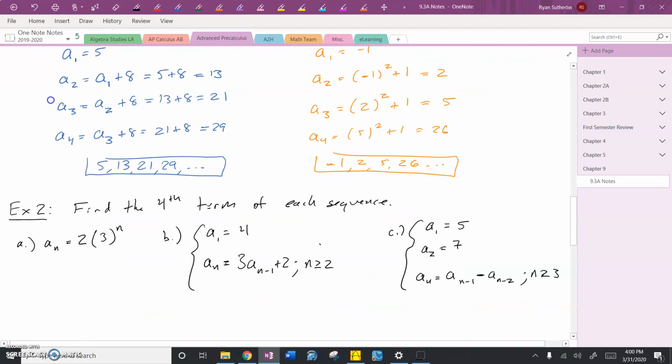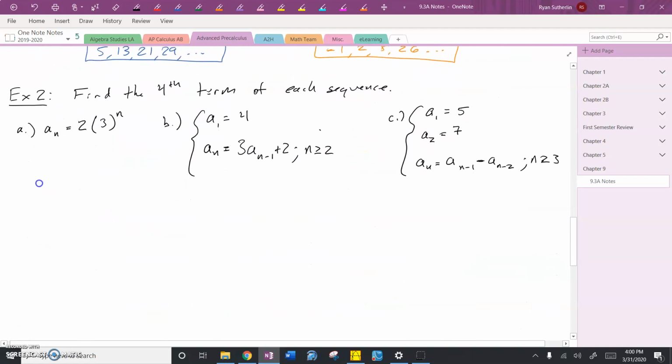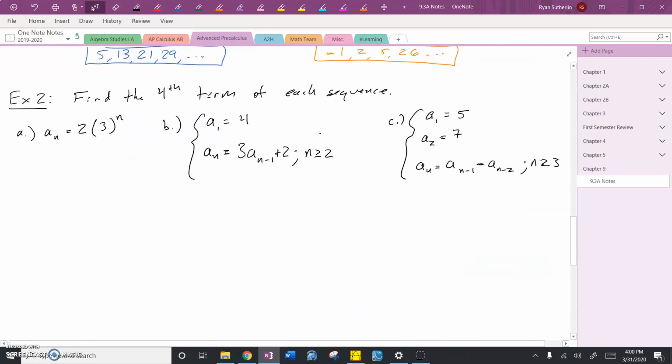Example 2. Find the fourth term of each sequence. So this is where in part A, having an explicit formula makes these so much easier. Because if I want to find the fourth term, all I have to do is plug in 4 for n. So I have 2 times 3 to the fourth. So I have 2 times 81, which is 162. Now I could have built that sequence out, but there's no need if you have the explicit formula.